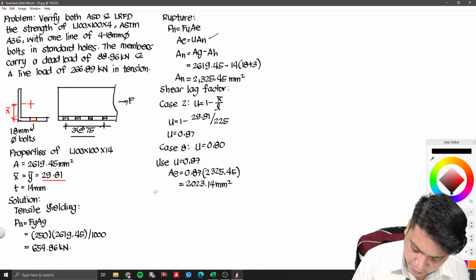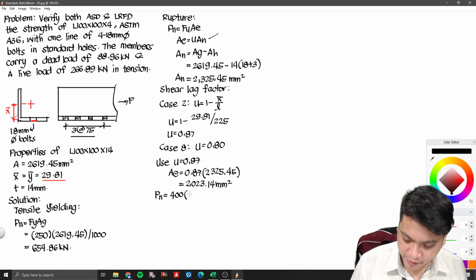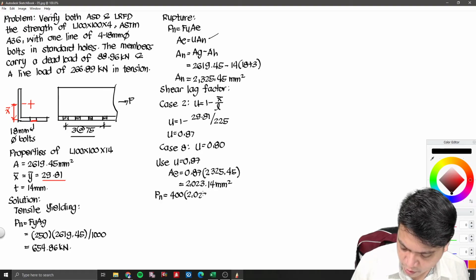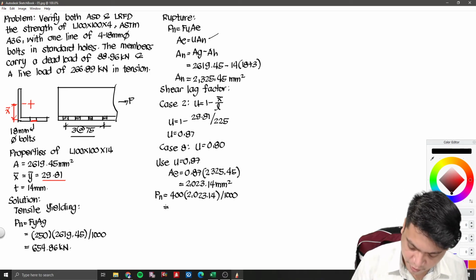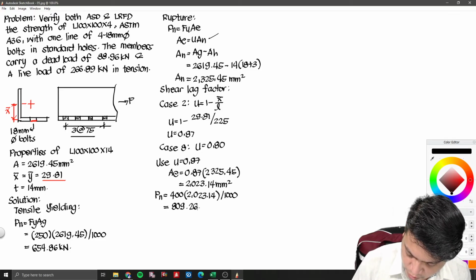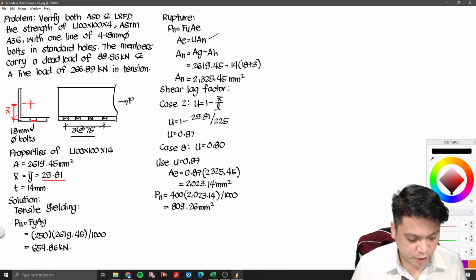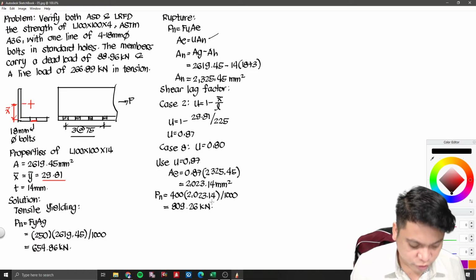Okay? So pwede na ako ngayon makakuha ng nominal. So that is equals to 400 as our FU, multiplied by the effective, so that's 2023.14. Divide ko na by 1,000 para maging kilonewton. So, you will be having here times natin ng 400 divided by 1,000. Okay, so you have here 809.26. This is in kilonewton.